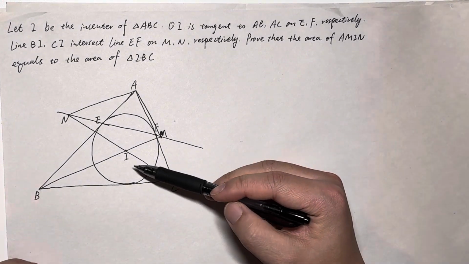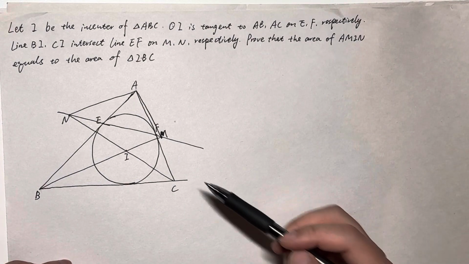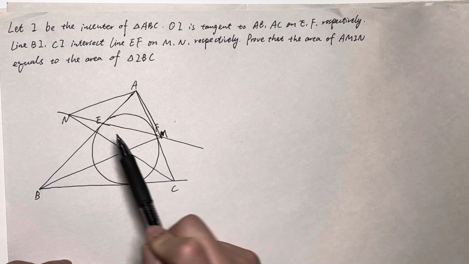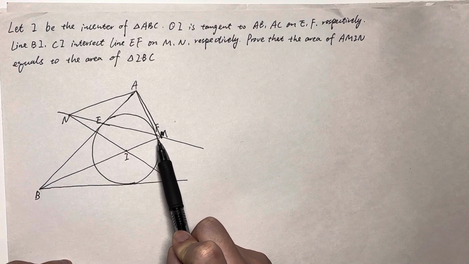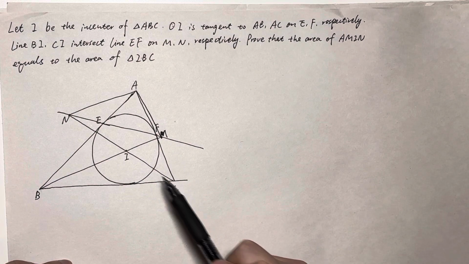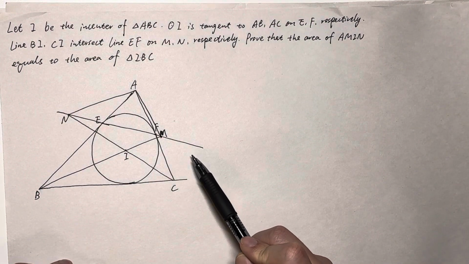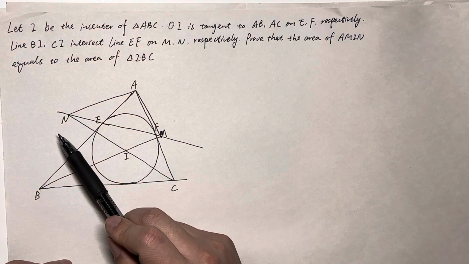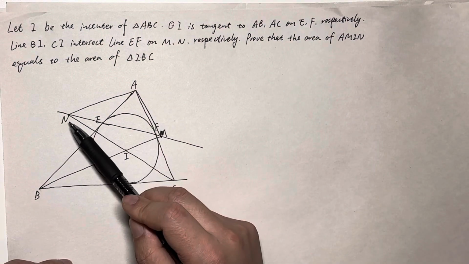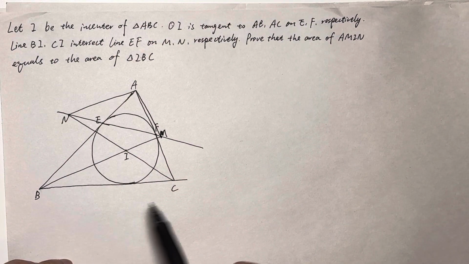Let I be the incenter of triangle ABC. Circle I is tangent to AB, AC at E, F respectively. Lines BI, CI intersect line EF at M, N respectively. Prove that the area of AMIN equals the area of triangle IBC.